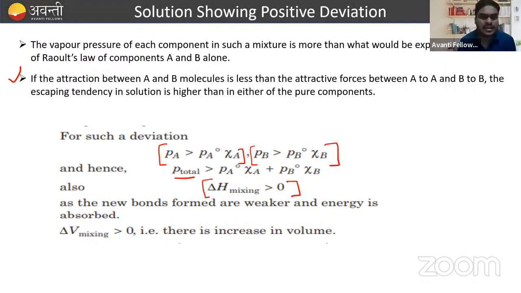So this is the reason why the new bond forms are weaker and delta H becomes greater than 0, or we say positive. Similarly, delta V of mixing is also greater than 0. It will also be positive. There is an increase in the volume.